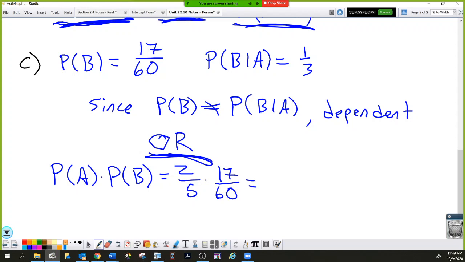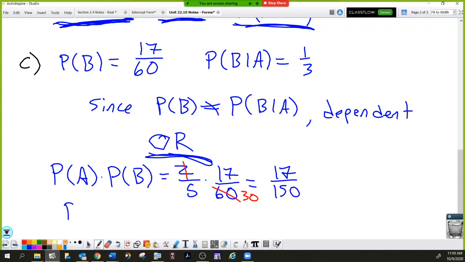The probability of A, there it is. Yeah, the probability of A was 2/5, right? Okay. This gives me 34 over 300, but I don't want to have to do that. I could just reduce right here. I can call this a 1 if I call this a 30. There. That gives me 17 over 150. We good with that?